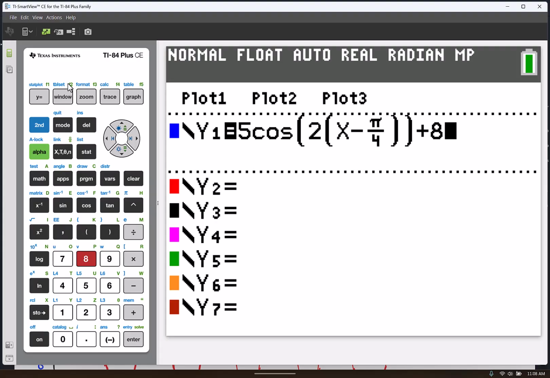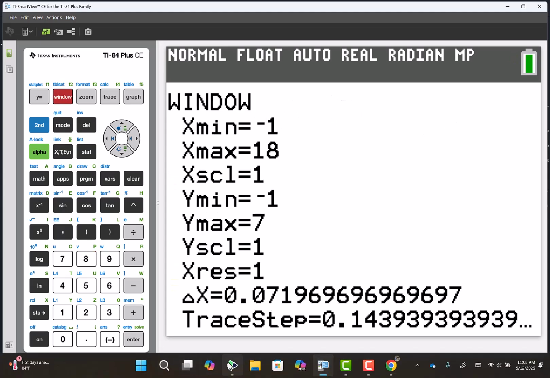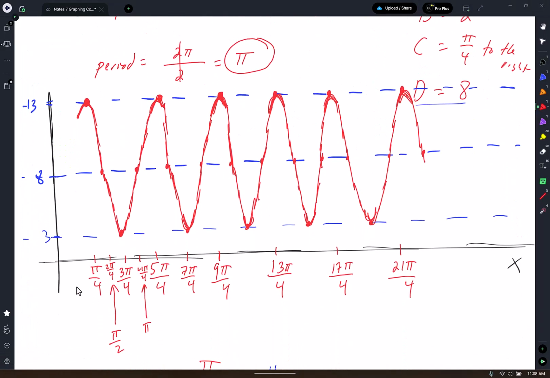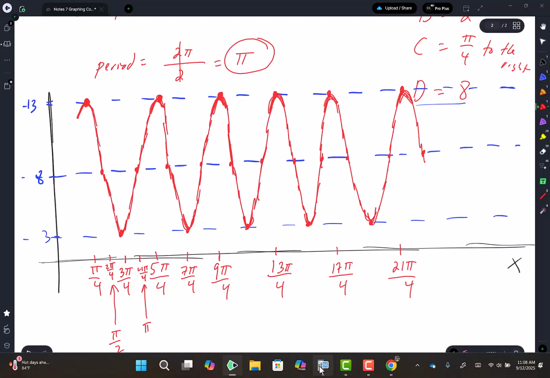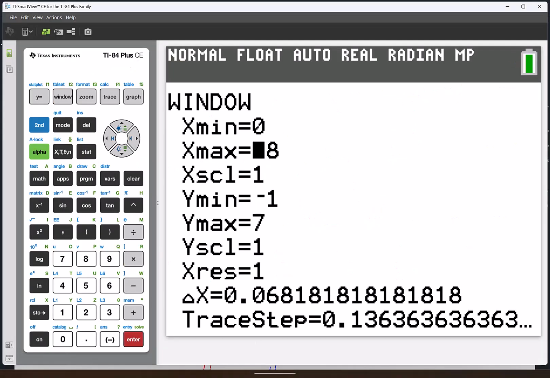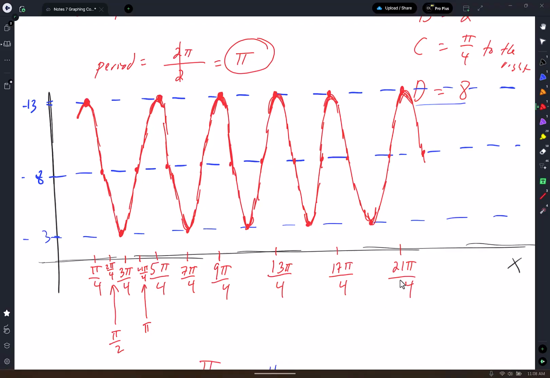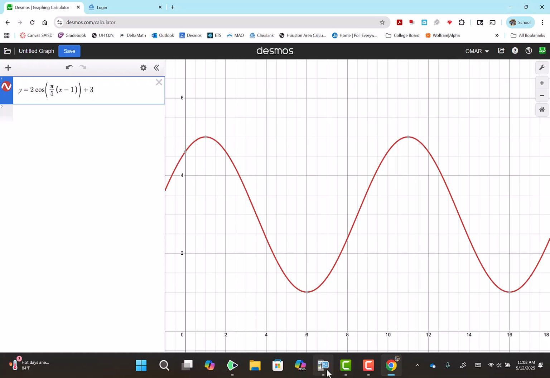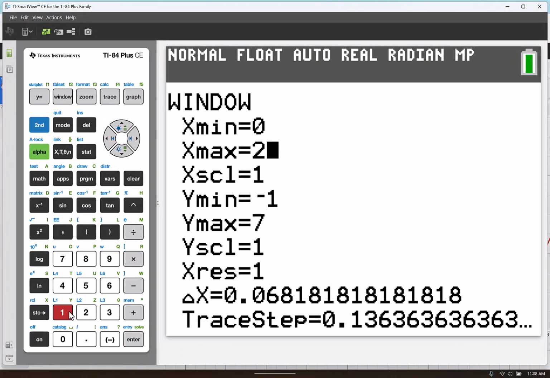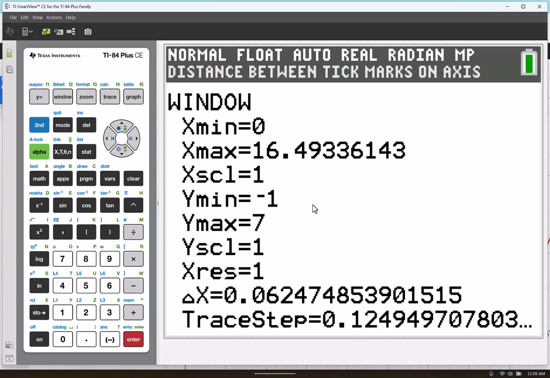I'm going to click on what next? Window. And then I look at my graph, and I'm like, oh, I guess I don't start anything past 0 here. So I'm going to make x min 0. X max, I'm going to make it chop, but these are in terms of pi. That's fine. I'm going to make it 21 pi over 4. So I'm going to type in 21 pi over 4. And it's going to turn into a decimal, 16.49.